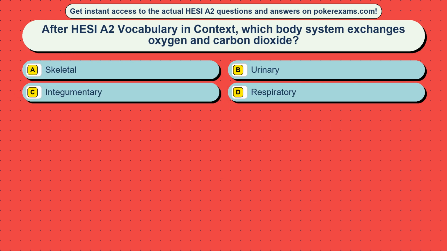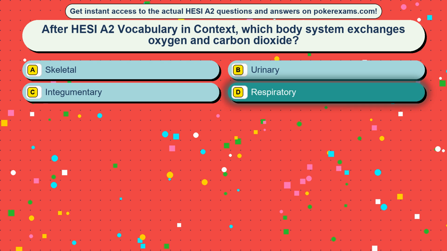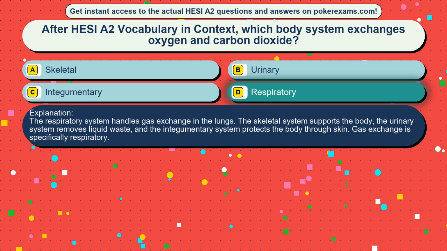Question 6. After HESI A2 Vocabulary in context, which body system exchanges oxygen and carbon dioxide? Option A, skeletal. Option B, urinary. Option C, integumentary. Option D, respiratory. The correct answer is option D, respiratory. The respiratory system handles gas exchange in the lungs. The skeletal system supports the body, the urinary system removes liquid waste, and the integumentary system protects the body through skin. Gas exchange is specifically respiratory.